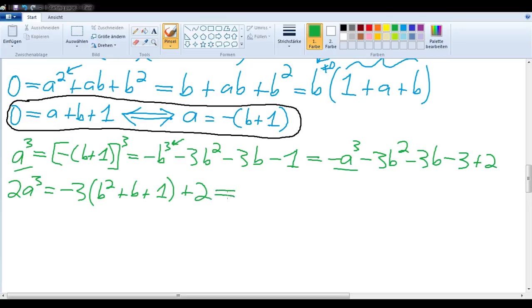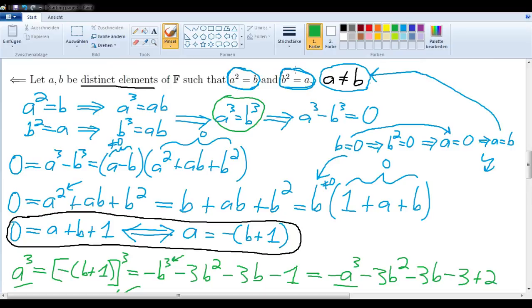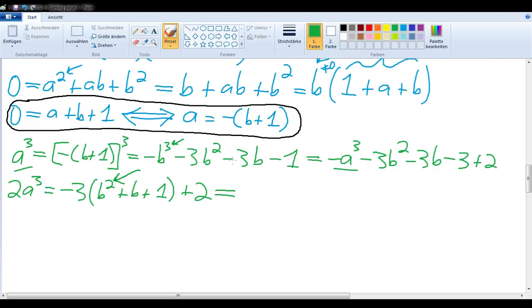And now we're at the point where we can recognize that b squared being equal to a will bring us the last step home towards our goal. So we can sub in here. We get negative 3 times a plus b plus 1 plus 2. So where have we seen this before? A plus b plus 1. We saw that this was indeed equal to 0.